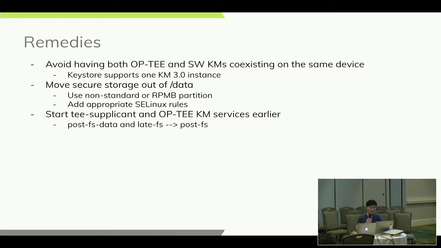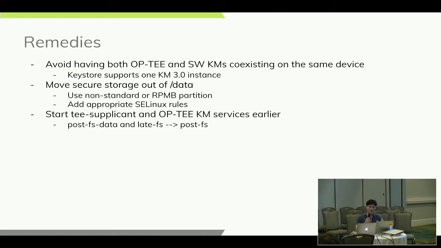The second, and the most important, thing is we have to move secure storage out of /data. That is the biggest issue here, because the chicken and egg situation exists because Opti secure storage depends on /data/vendor to be ready. So there are two options. One is to use a non-standard partition. In AOSP you have system, vendor, userdata, cache and so on, but on your platform you have to set up something other than those main ones. Or, and I think this is what Trusty is doing as well, you can use an RPMB partition for your secure storage.